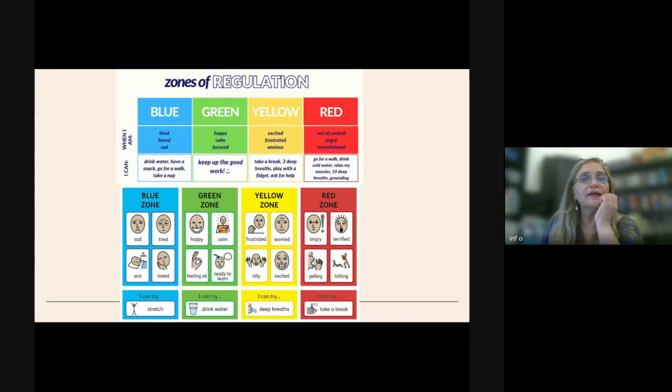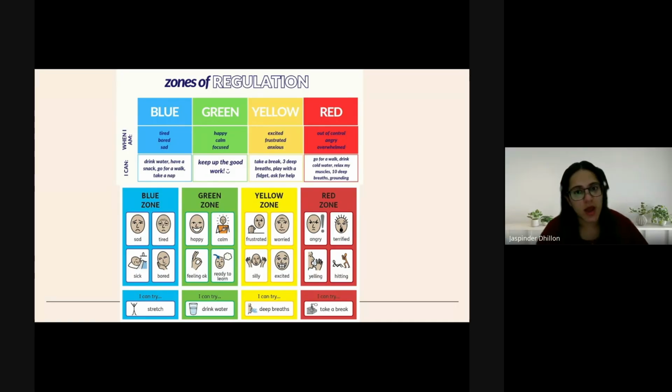If your class is not using these zones of regulation, what you could also do is have the picture of the child and have a small visual card with the different zones. And the child is able to move their picture within the different zones to demonstrate how they may be feeling at that time.